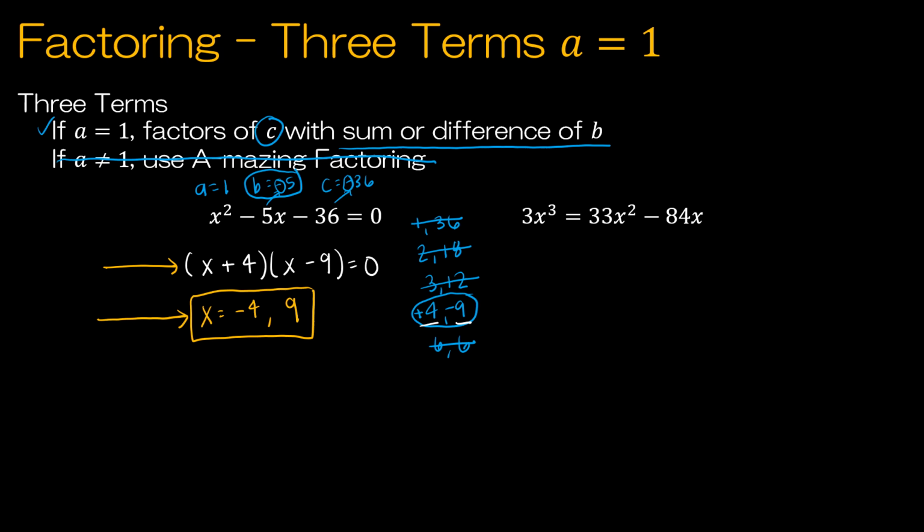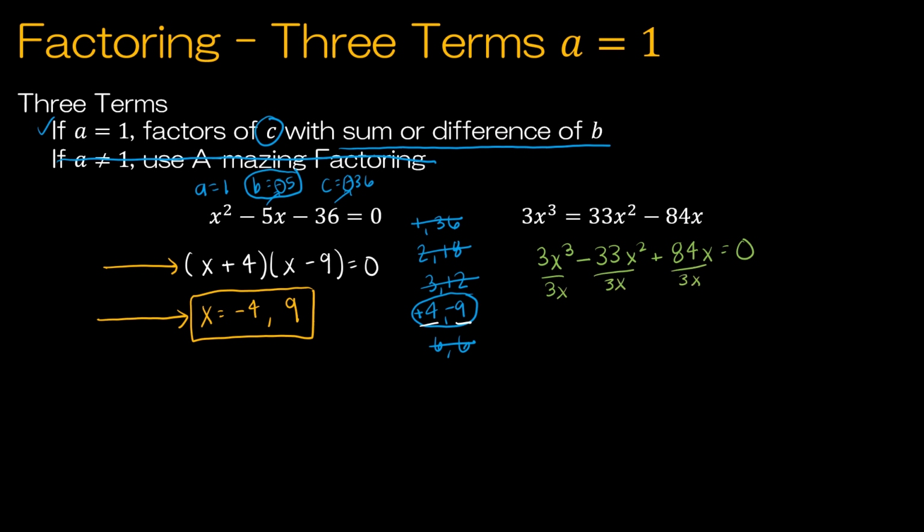Let's look at the second one, and if you're feeling comfortable with it, go ahead and try it on your own. The first thing I would do is move everything to the same side. We always want it equal to 0, and we'd prefer that leading coefficient to be positive. So 33x cubed minus 33x squared plus 84x equals 0. Now it looks like each of these has a term of 3x that I can factor.